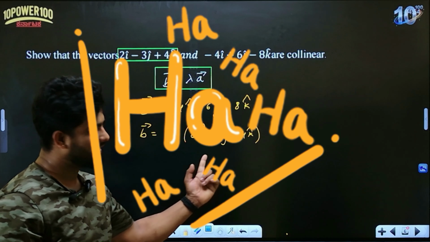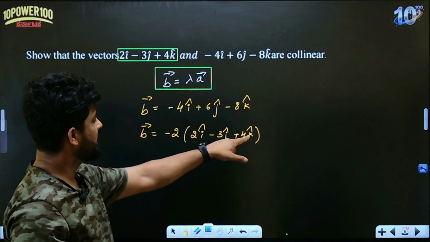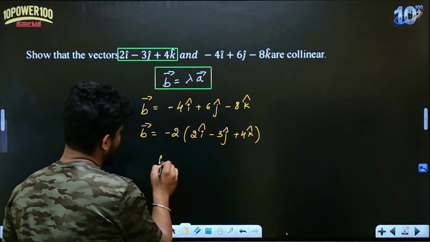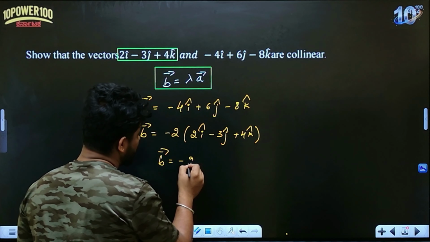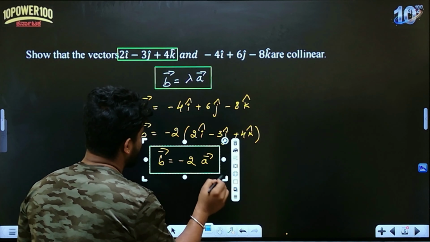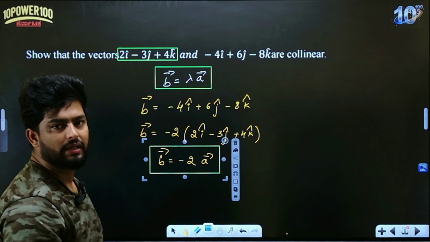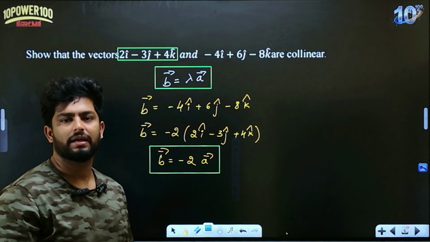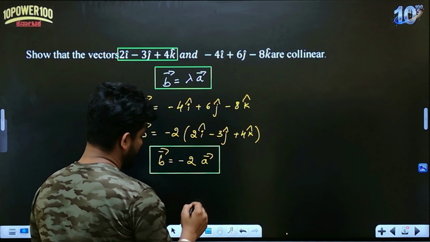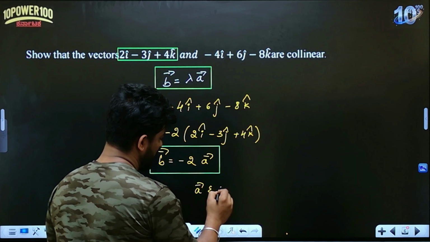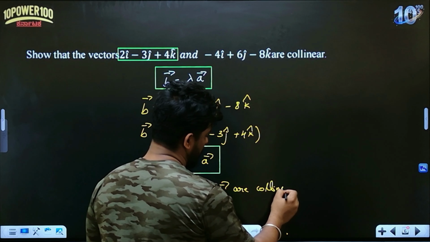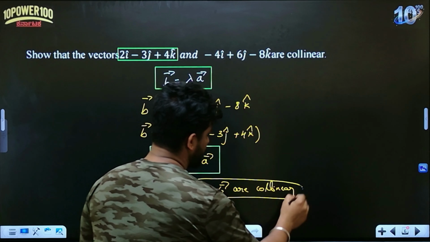It's nothing but vector A. Look at this, 2i 3j 4k, 2i 3j 4k. That is nothing but vector B is equal to minus 2 times vector A. So if I'm able to write in this format, vector B is equal to lambda times vector A, then we can say that vector A and B are collinear. Okay, so writing this much is enough.